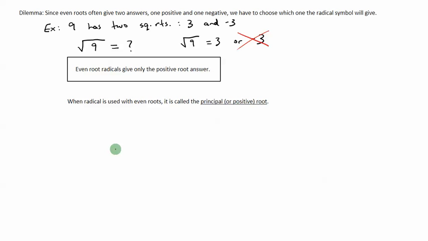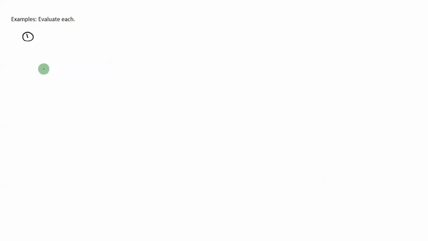Now let's go do a bunch of examples. First, understand odd roots always give one answer. So there's no dilemma with odd roots. The dilemma is only with even roots. If you have an even root with a radical, you give the positive answer only. If you have an odd root with a radical, you give the one and only answer. Number 1, the square root of 16. Since we're using the symbol, I could call this the principal square root of 16. Well, that's 4. 16 has two square roots, but because I'm using the symbol, I'm only going to give my positive 4 as my answer.